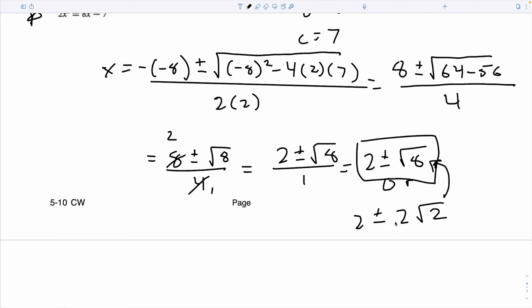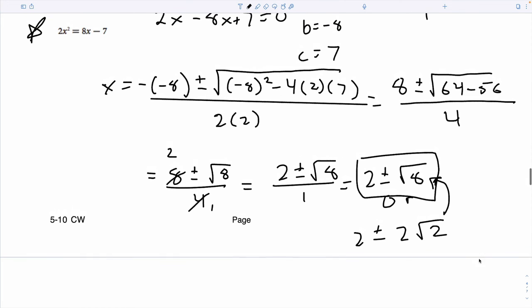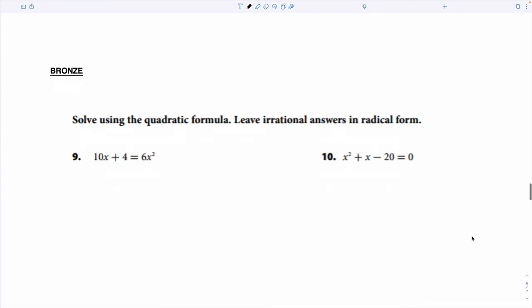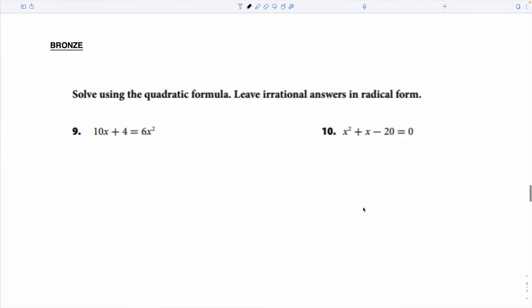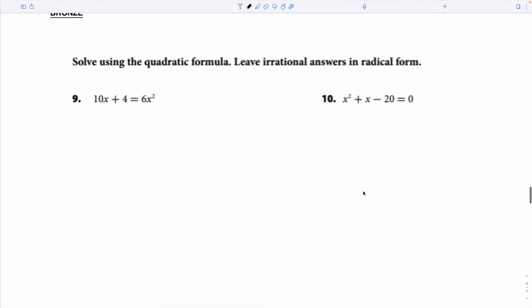If you got 2 plus or minus root 8 all the way through and finished it, give me a thumb up. If you weren't quite there, give me a thumb sideways, meaning you just didn't get all the steps or you got it wrong. Cool. Hands down. We're about 50-50. These problems take a ton of practice. You have 7 minutes to get practice done right now. Try to finish maybe one of these and check the answer.